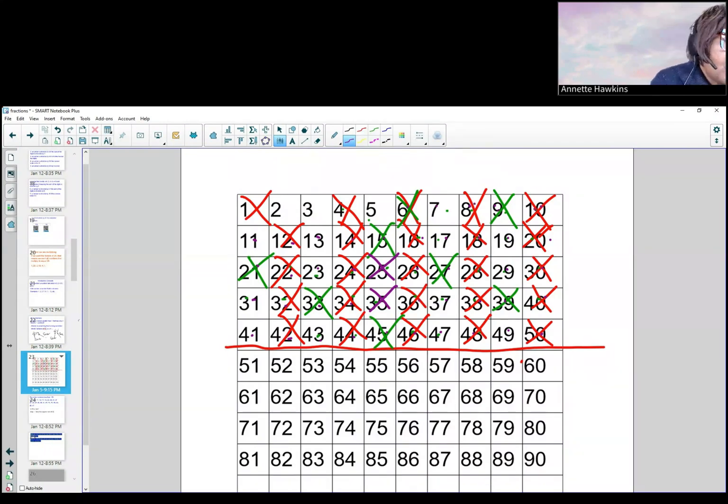1, 2, 3, 4, 5, 6, 7. Counting by sevens across the grid. Got that one.